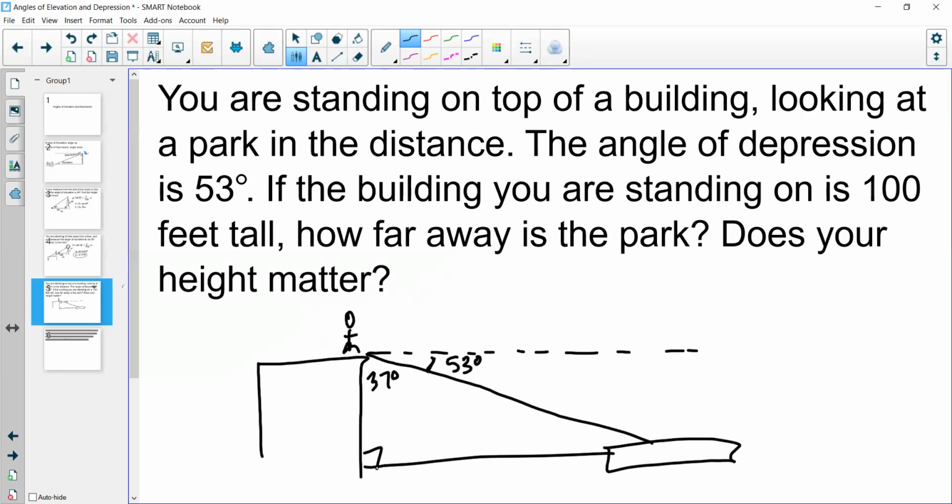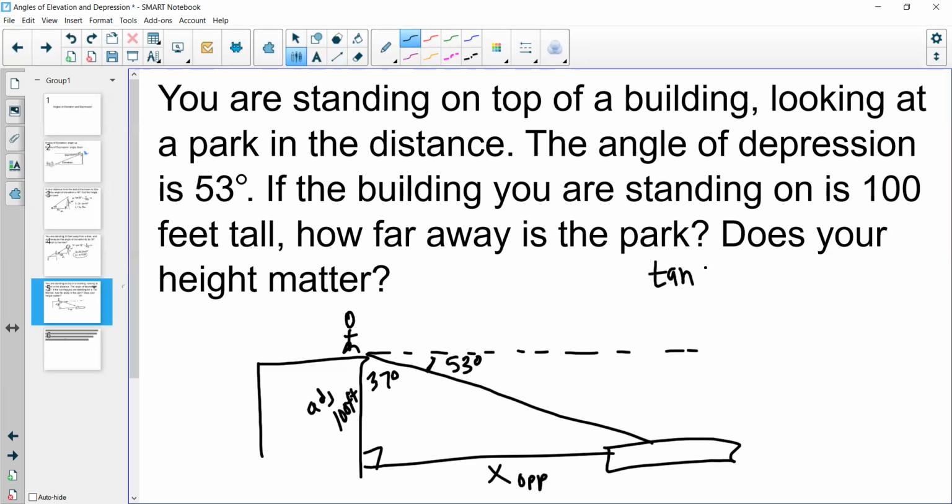Okay, now we want to decide how far away our park is. We know that the building we're standing on is 100 feet tall. So how could we do that? Well, I'm looking for this distance here. So I know this angle, this side, and this side. Well, this is opposite my angle. This is adjacent my angle. So we can use tangent to figure out how far away it is.